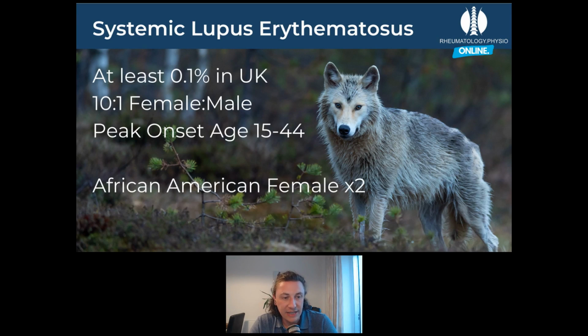One thing to note is African-American females have about twice the likelihood of being diagnosed as a Caucasian female. So if you think about an African-American female population, you're looking at about 20 diagnoses to every 1 male diagnosis. So much, much more common in African-American females, and that really does go across the board in our connective tissue disorders.